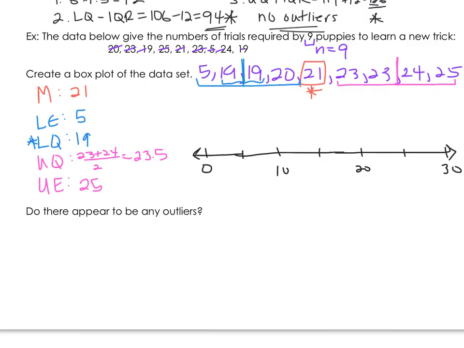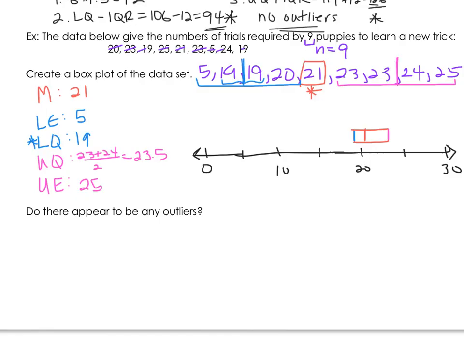Now let's start with our median. Our median was 21. So I'm just going to go to the right of 20 on my number line. My lower quartile is 19, so I'm just barely on the other side of that quartile. And my upper quartile is 23.5, so kind of in the middle on the right-hand side. And we'll create the box in our box plot just by connecting through the median to each of those quartile values.